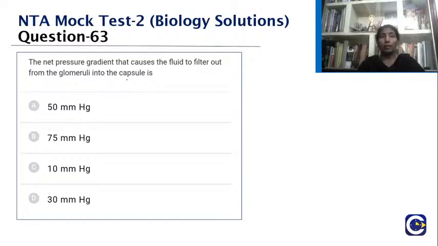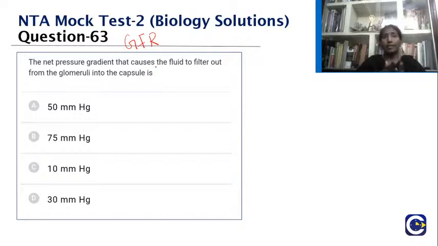Now this is pertaining to what they are asking in the glomerular filtration rate. In the mechanism of urine formation we have three basic steps: glomerular filtration, tubular reabsorption and tubular secretion. We have the filtration membrane where three forces act together and bring about the net filtration pressure, which pushes the fluid from the glomerular capillaries into the Bowman's capsule space.